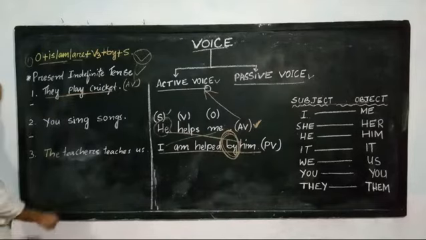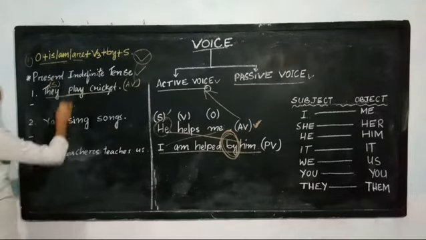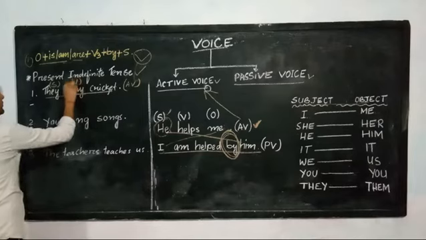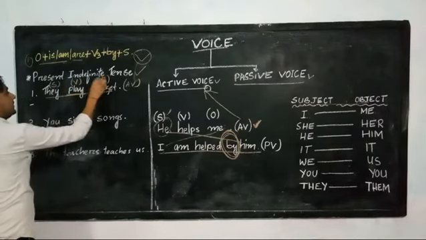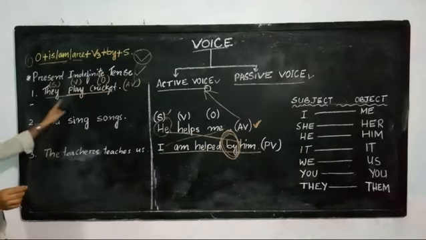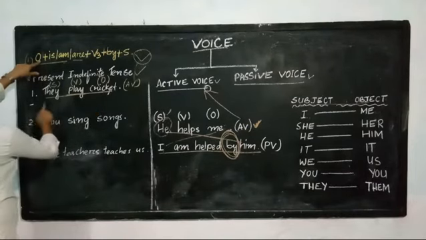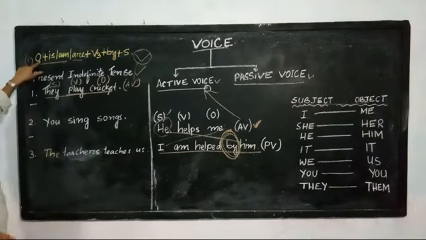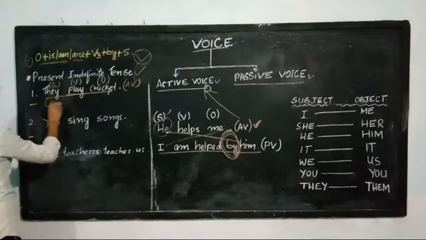So first we have to find which one is the subject. This is the subject here. This is the verb here. This is the object here. Now, they play cricket. So what comes first in the passive voice? The object will come first. What is the object? Cricket.